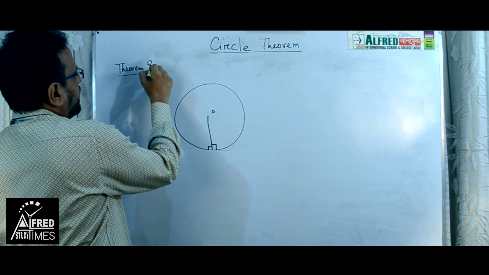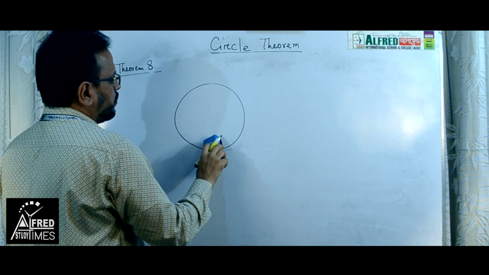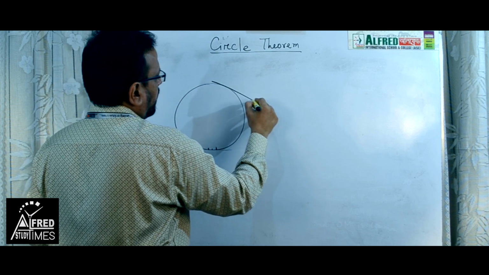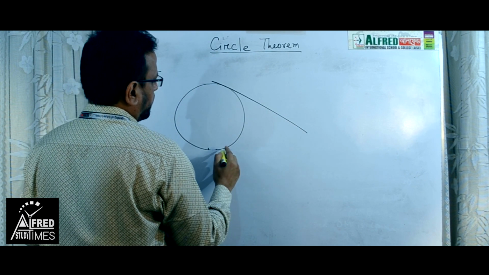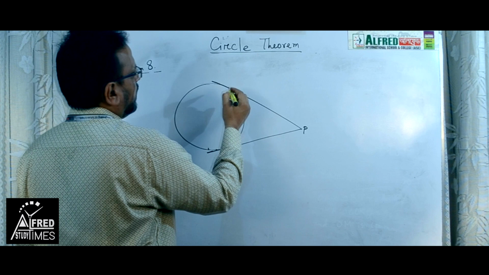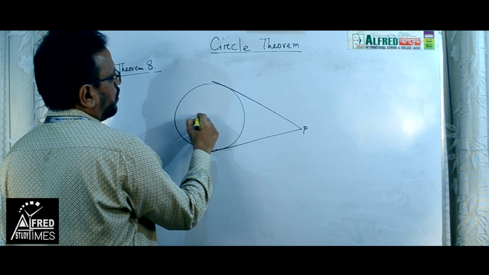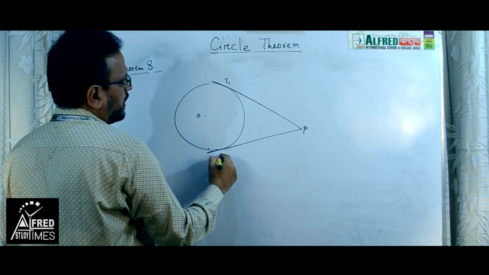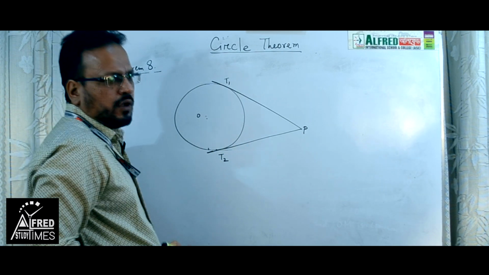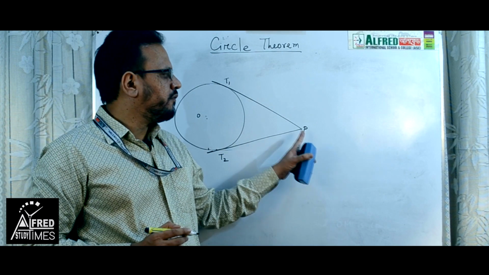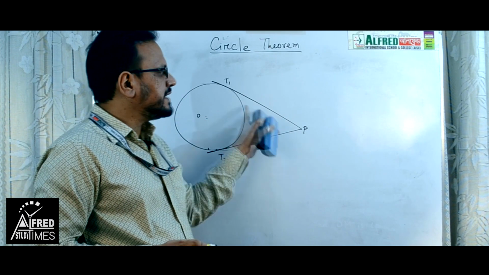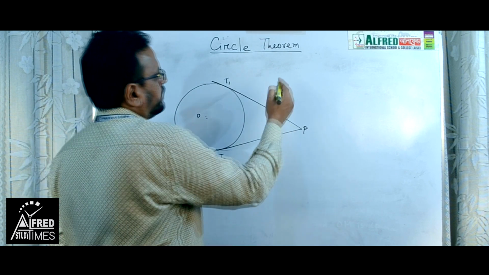Theorem number 8 says that if a pair of tangents are drawn to a circle, so let us draw a tangent over here. So this is the point P and this is the point O. Let us name this one as T1, T2. The theorem says that if a pair of tangents are drawn to a circle from an external point P, then we have three things to prove. The tangents are equal in length. Let me write this one.